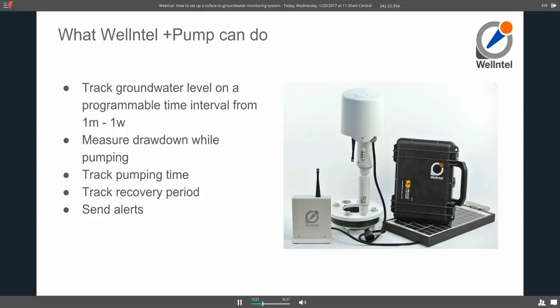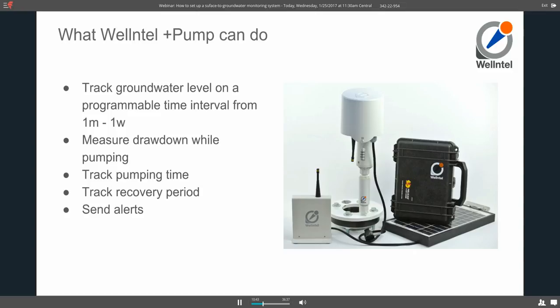depending on what time intervals are set. This system is designed to track groundwater level on a programmable time interval anywhere from 1 minute to 1 week, and that's something that users can program. It will measure drawdown while pumping.